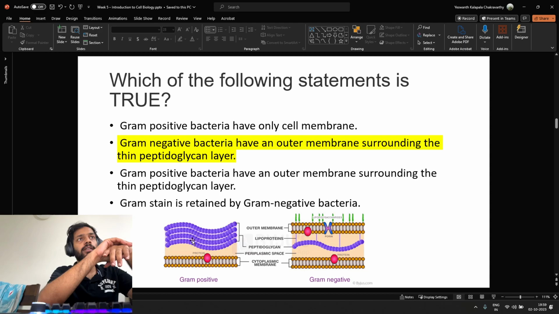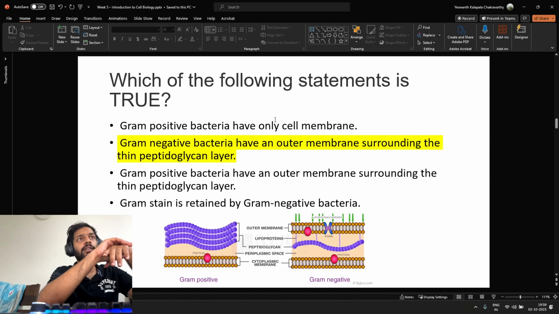If you stain with a gram stain, the gram-positive bacteria take up the stain along with the gram-negative bacteria, right? But when you do the washing, the gram-positive bacteria retain the gram stain, but the gram-negative bacteria get rid of it. And when you do the counterstaining, that's when the gram-negative bacteria get counterstained.